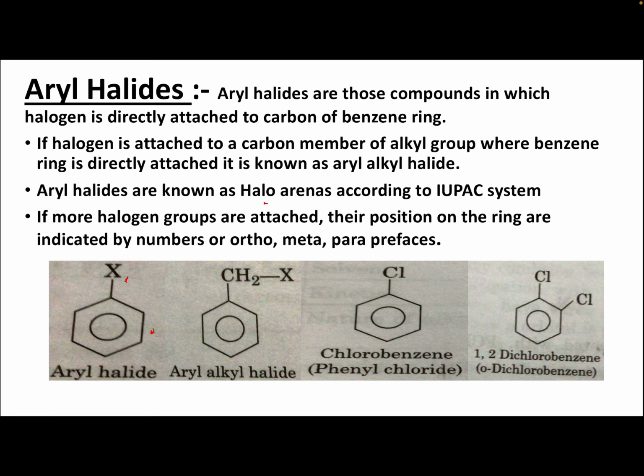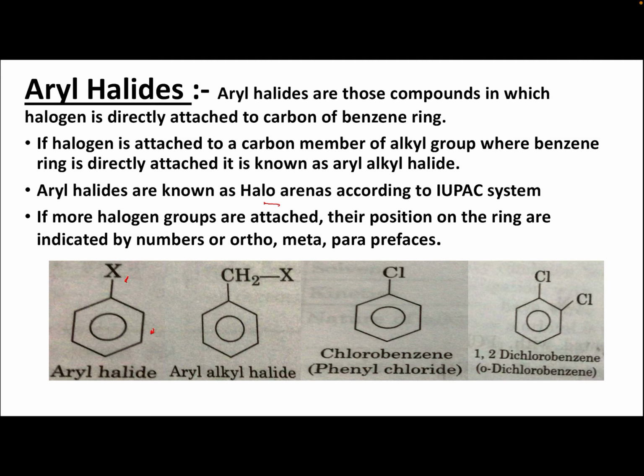Next, aryl halides are known as haloarenes according to the IUPAC system. For example, chlorobenzene. So halo means chloro, arenes means benzene. So these are haloarenes according to the IUPAC system.